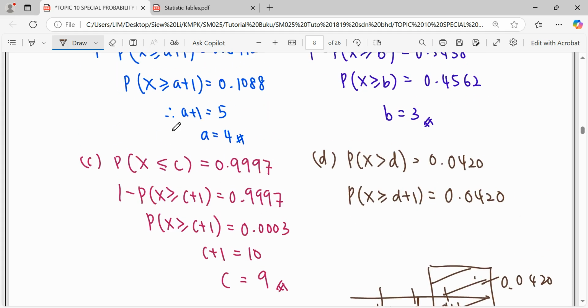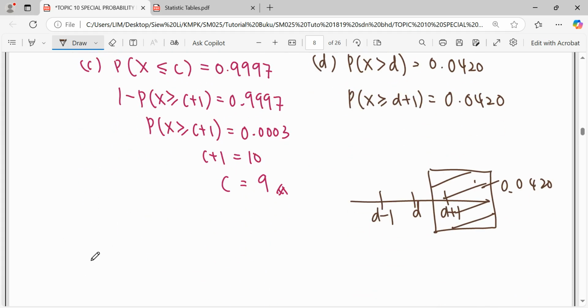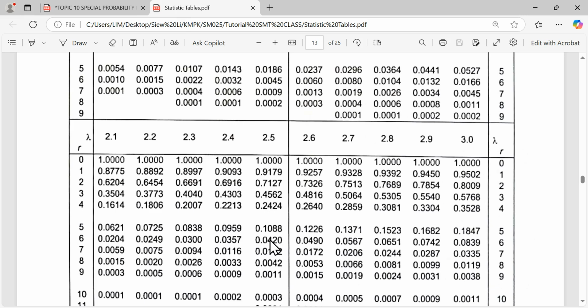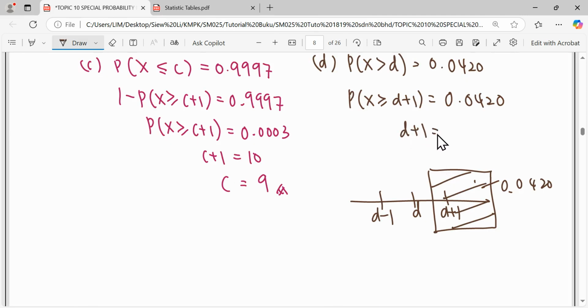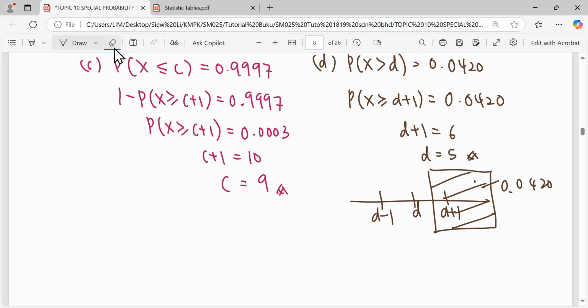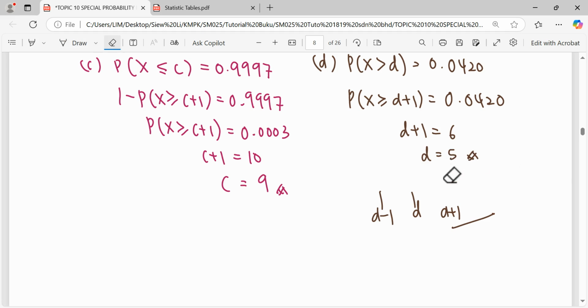Before this, you can see in these three questions we got the left side region, therefore 1 minus the right side region gives your left side probability. This one already gives the right side region, so we read the table straight away. More than d is read as more than or equal to d plus 1. What reading gives you probability 0.0420? It comes from the reading of 6. So d plus 1 is the reading of 6, and d will be equal to 5. So that's all for this question. Thank you for watching.